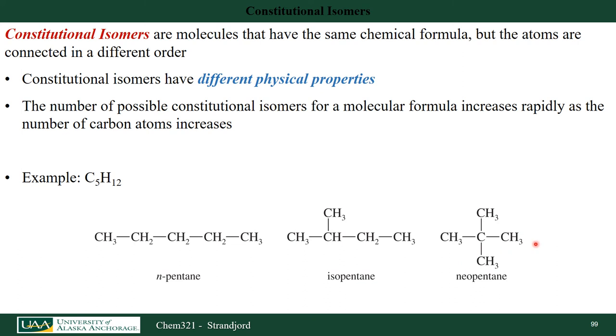There's also a third constitutional isomer of n-pentane where I have 3 carbons in a row and I branch off in here to have this CH3 and this CH3 sticking off my central carbon. That is called neopentane. This also has different physical properties from isopentane and n-pentane.